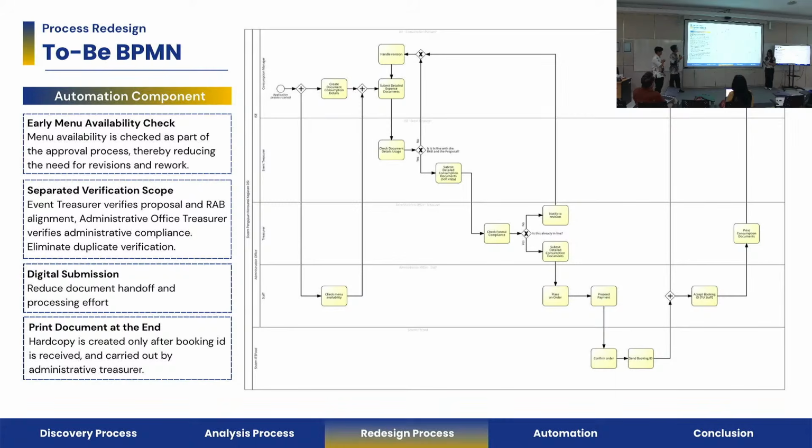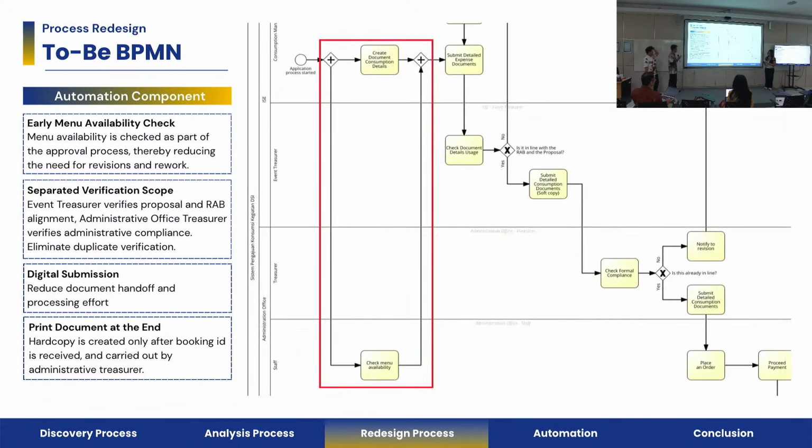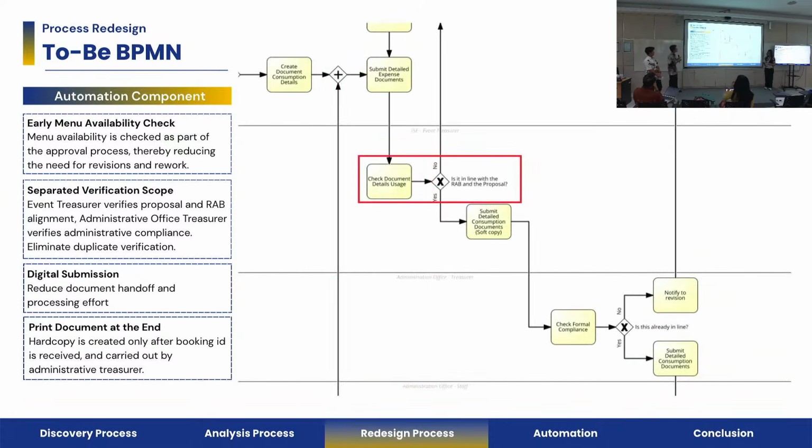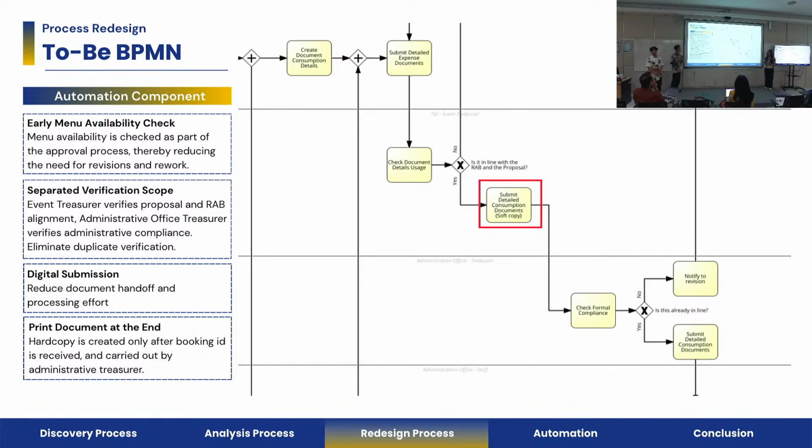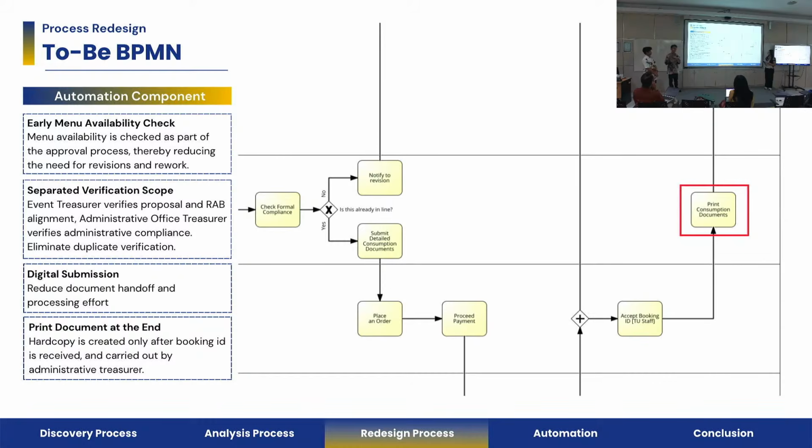So, as stated before, this is our solution. The first one is menu availability. Check it early, so there are no more revisions. The second one is we separate the scope of verification. The event treasurer handles the proposal and budget plan, and then the TU handles administrative compliance. Okay. We also remove the dual submission, and we replace it with printing after the booking ID is received.